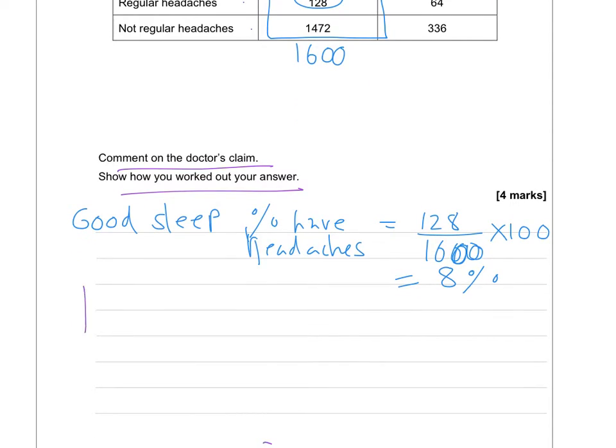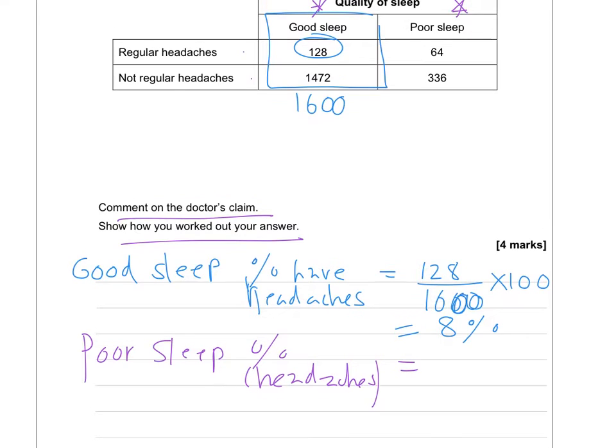So for the people who have poor sleep, the percentage with headaches, the percentage of people who have regular headaches, is the total number of people who have regular headaches, which is 64, divided by the total number of people in this particular group. If we go back to those people who had poor sleep, there were 64 and 336, which comes to a total of 400.